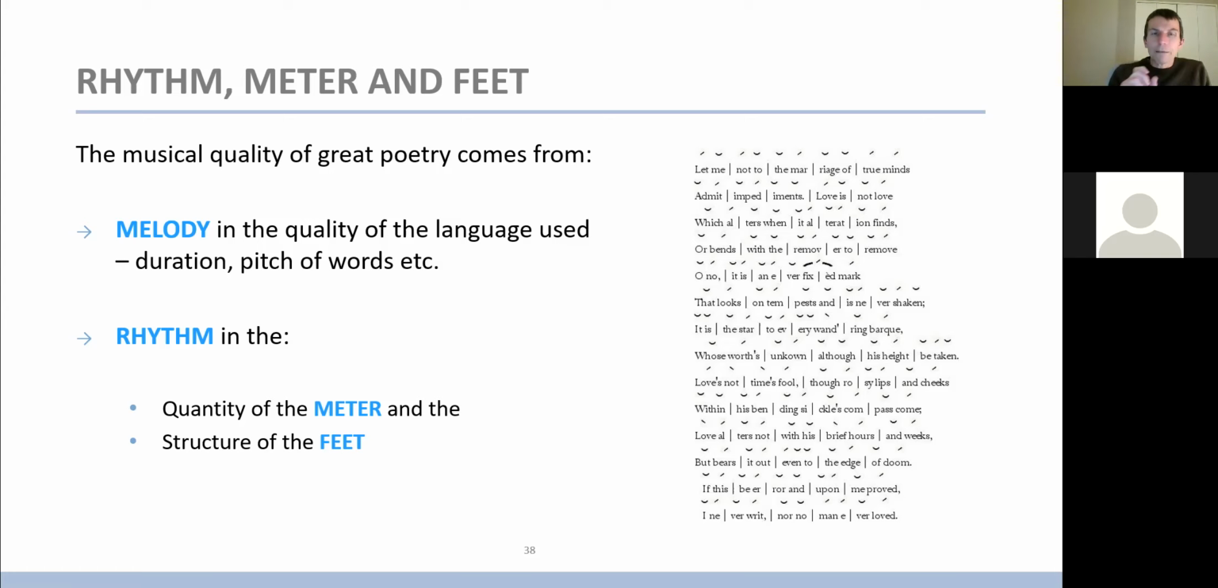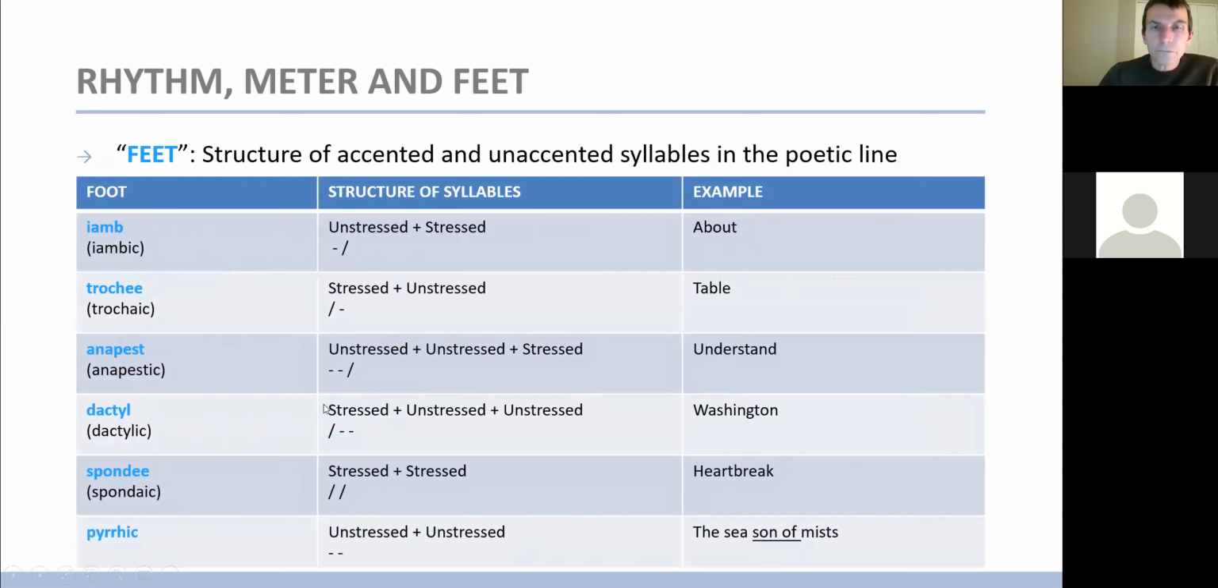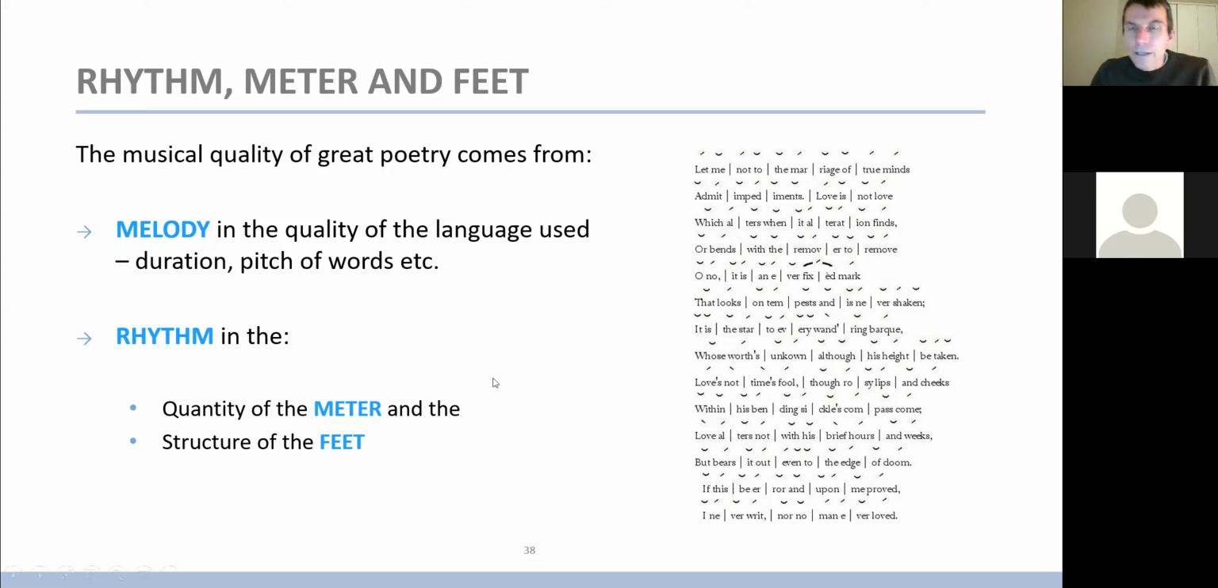Okay, so an iamb is a particular type of poetic foot. It's a particular type of rhythm. And then the meter is the quantity, like how many of those beats you have per line, okay? I'll just look over here on the right at one of Shakespeare's sonnets: "Let me not to the marriage of true minds."